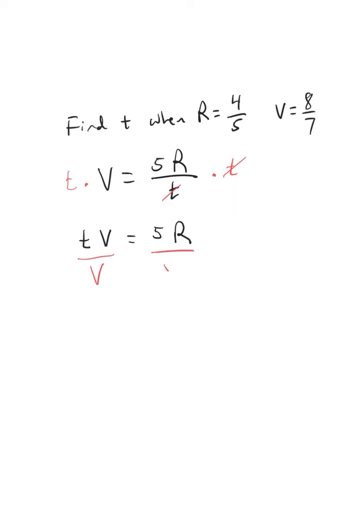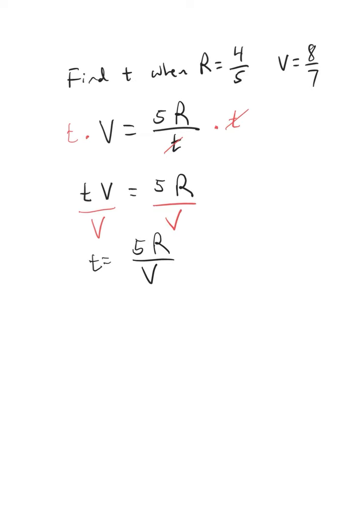And then now to get t by itself, just divide both sides by V. So that gives you t equals 5r over V. So a little different there because the variable that you're solving for was in the denominator, but essentially you just multiply that up across to the other side. Now let's plug in those numbers.